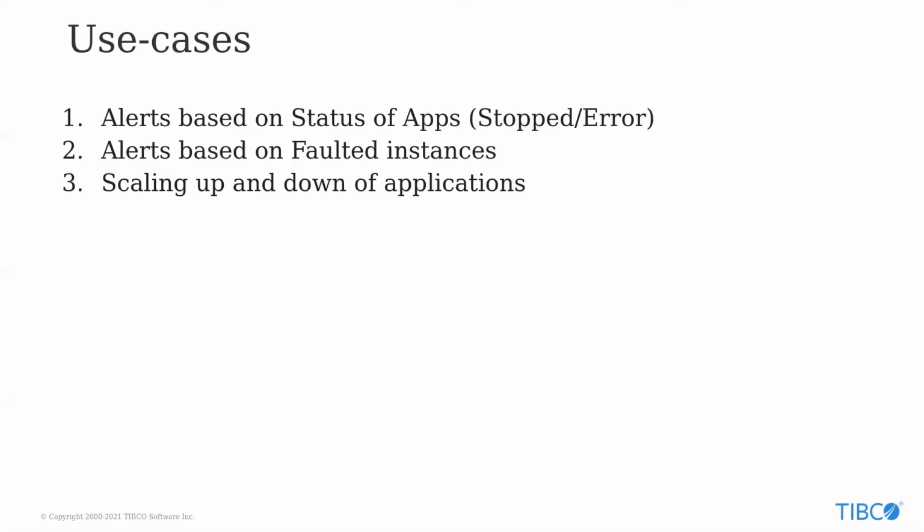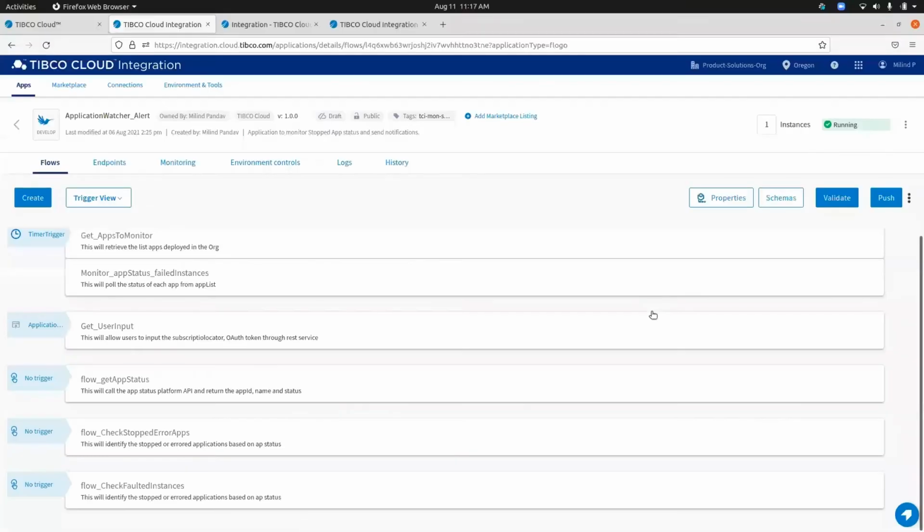Now let's deep dive a little into our details. The current solution leverages the TIBCO Cloud Integration Flogo capability to implement the monitoring specific APIs. But these APIs can be consumed by any other client or existing monitoring solution within an enterprise. Use case one becomes very essential in a pre-production or production-like environment, where the user would like to get notified based on the stopped or error status of the application.